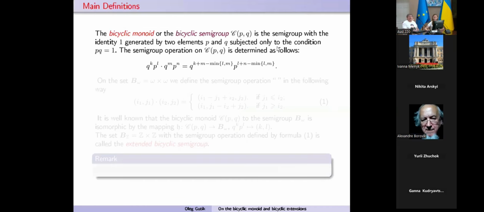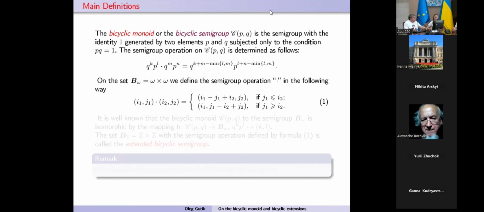Okay. So, what is a bicyclic semigroup? The bicyclic semigroup, or bicyclic monoid, is a semigroup with identity which is generated by two elements P and Q, subject only to the condition P multiplied by Q is equal to 1, the identity. So, the semigroup operation of the bicyclic monoid is determined by the following formula.